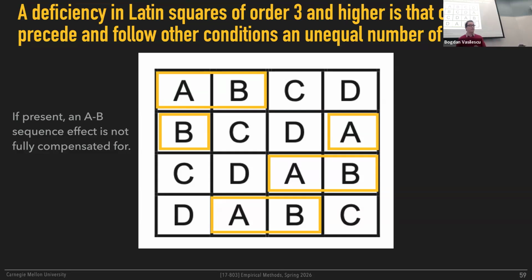So if there is a sequence effect, it's not fully compensated by this design. Right, so you would need to run a fully factorial design or something like that to test that. This by itself is a known limitation. It's maybe a small price to pay for otherwise a great design. But just be aware of this. Okay.